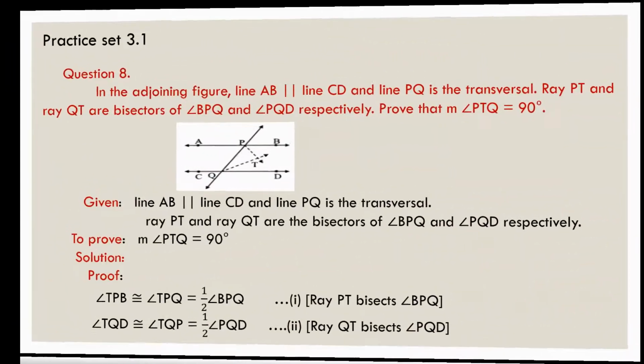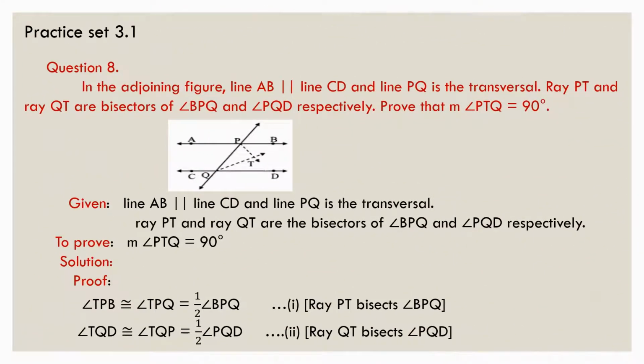Question number 8. In the adjoining figure, line AB is parallel to line CD and line PQ is the transversal. Ray PT and ray QT are bisectors of angle BPQ and angle PQD respectively. Prove that the measure of angle PTQ is equal to 90 degrees. The figure is already given.